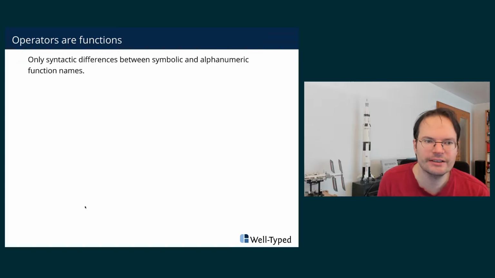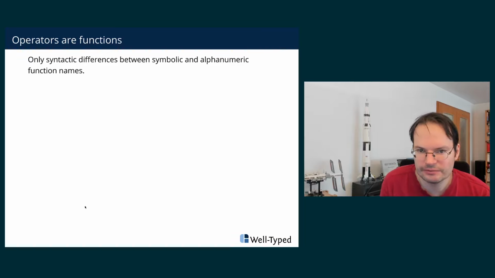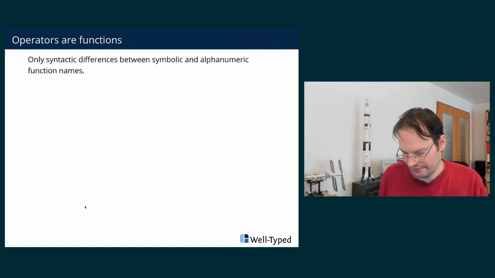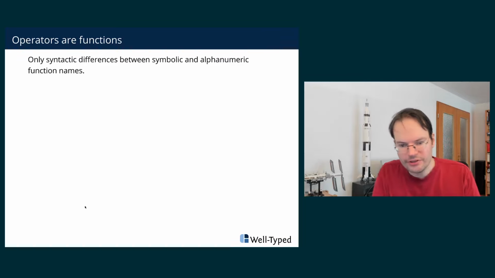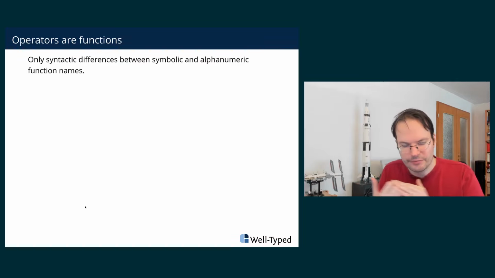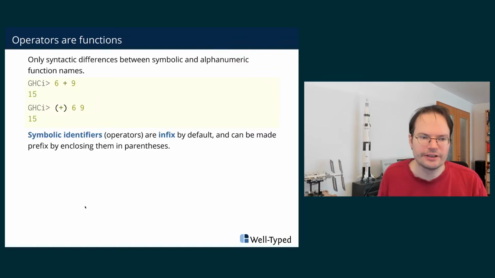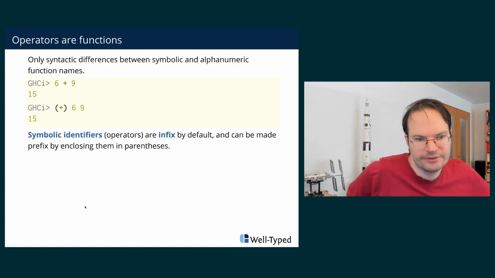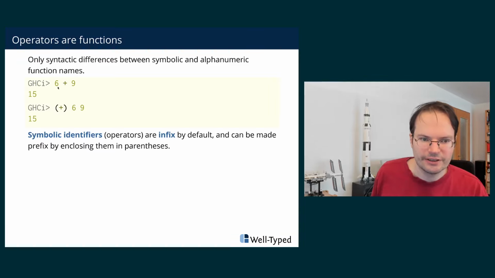As I just said, operators and functions are essentially one and the same. There are only syntactic differences between the two, in the sense that the default positioning is different. Alphanumeric identifiers are typically written in prefix form, symbolic identifiers are typically written in infix form, but actually you can flip this around.